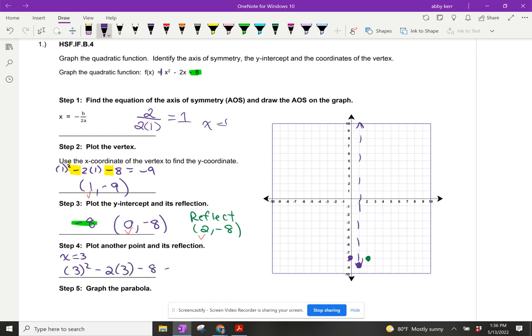So when you do that, when the calculator says 3 squared minus 2 times 3 minus 8, you are going to get an output of -5. So the ordered pair together is 3, -5. So plot that point. It's 2 spaces away, so then my reflection point will be 2 places away. And then you can draw your parabola.